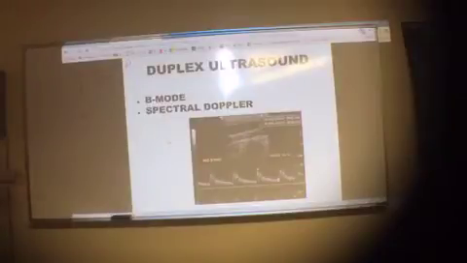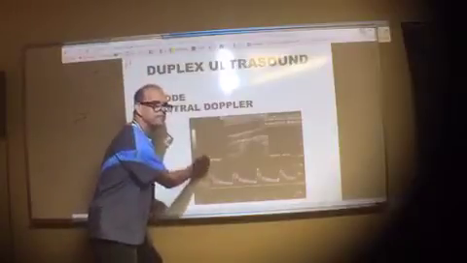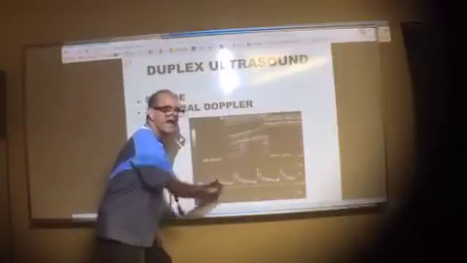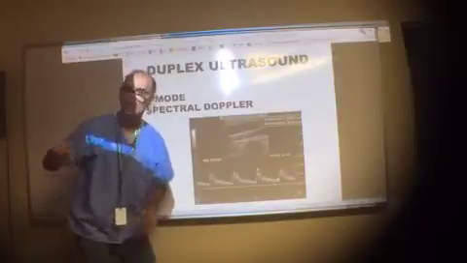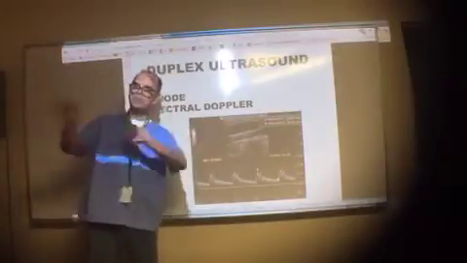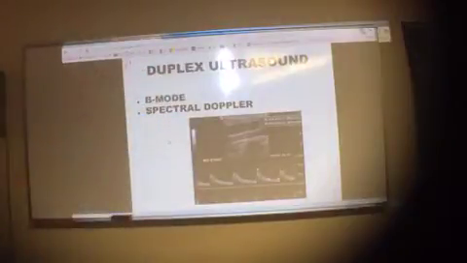You measure the velocity of the blood. What is spectral Doppler? A mathematical function between velocity and time. Do not confuse a spectral Doppler with M-mode. It looks similar, but it's not the same at all. M-mode is only the repetition of one pulse. A spectral Doppler is a mathematical function between velocity of the blood and time.